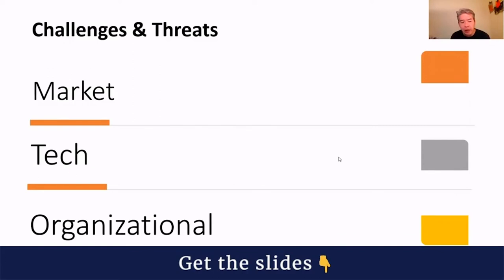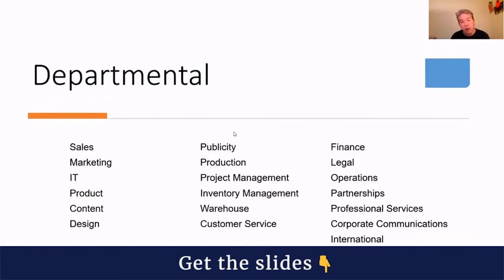Organizationally, you need to ensure that you have enough executive support. Who's leading your transformation initiatives? Are you able to balance project work with people's day jobs? And is the organization really ready for change? Within an organization, there are also challenges within each department, because they face their own internal challenges.